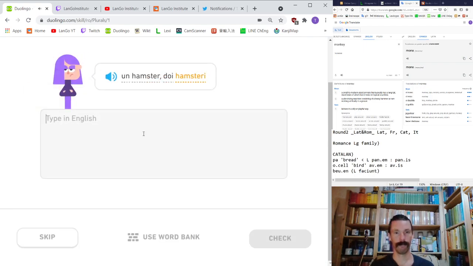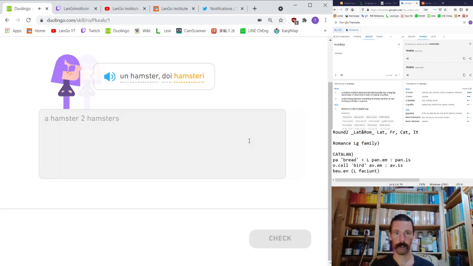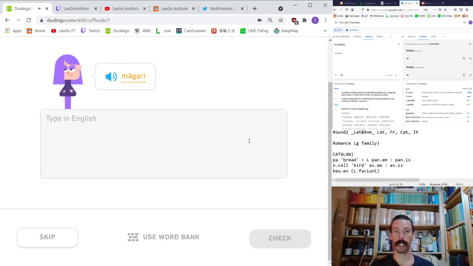Un hamster, doi hamsteri. What could it be? Okay, and this is not pronounced ri. Hamster. Silent letter i here. Likely taken from English. Măgar. Could be palatalizing the R. Măgar. Yeah. And then it's devoiced because it's word final.